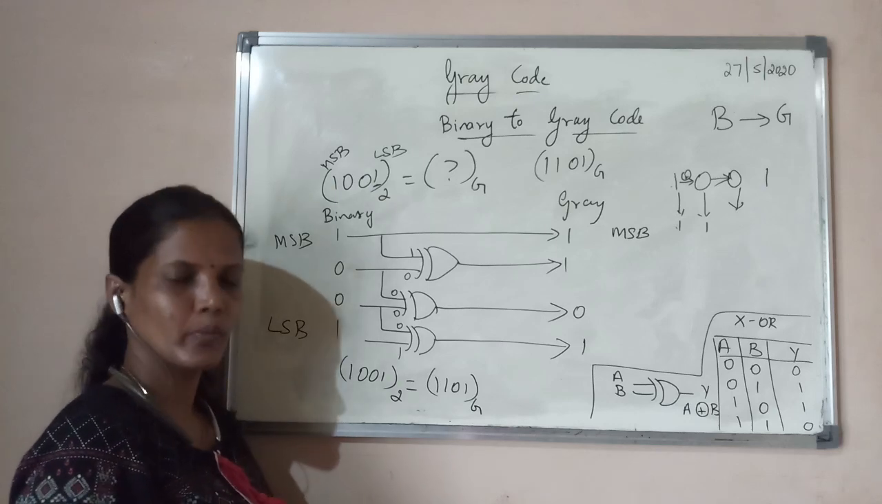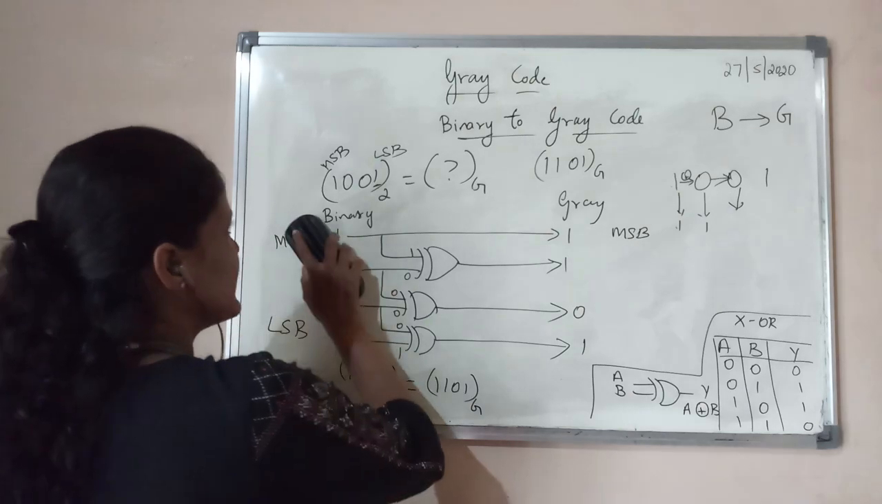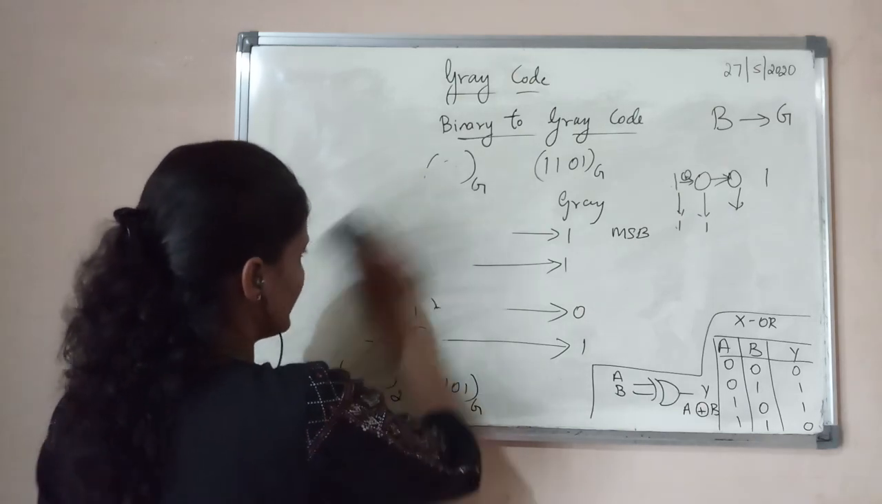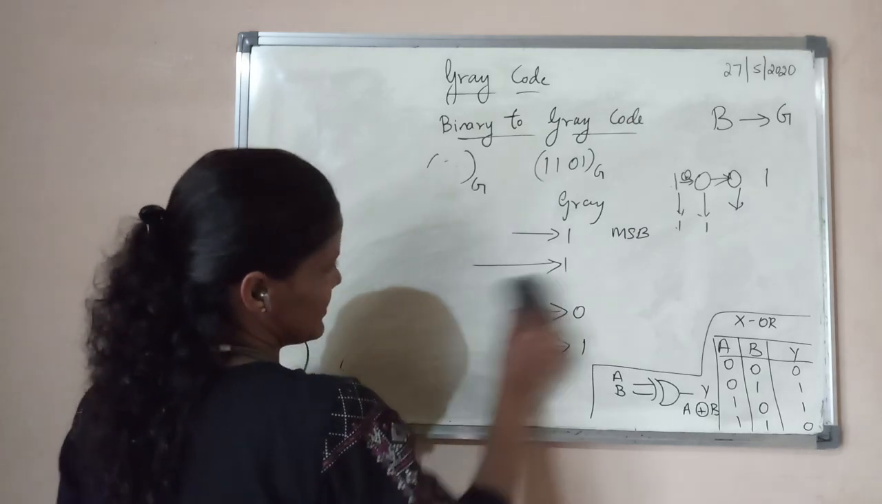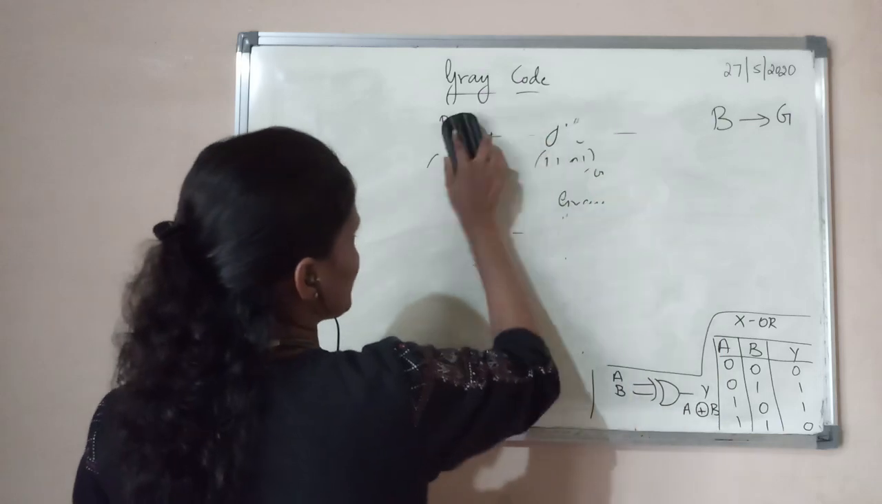And the next topic is conversion of a given gray code to binary. Now let us try to understand how to convert a given gray code to binary. Let us retain this XOR truth table as it is.